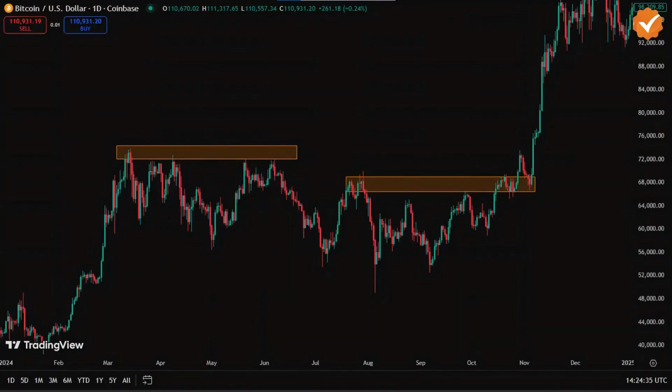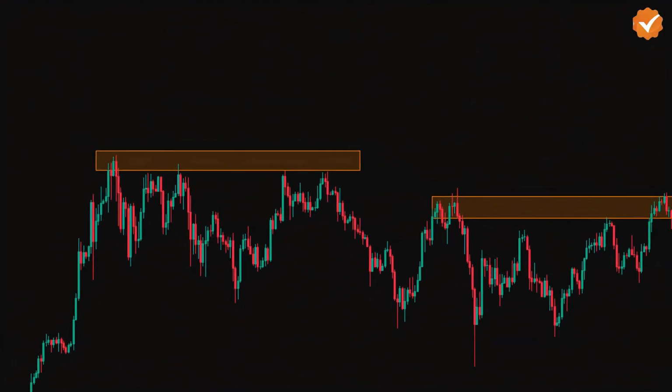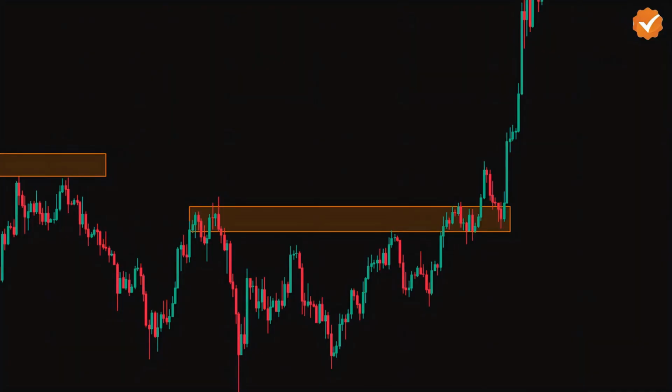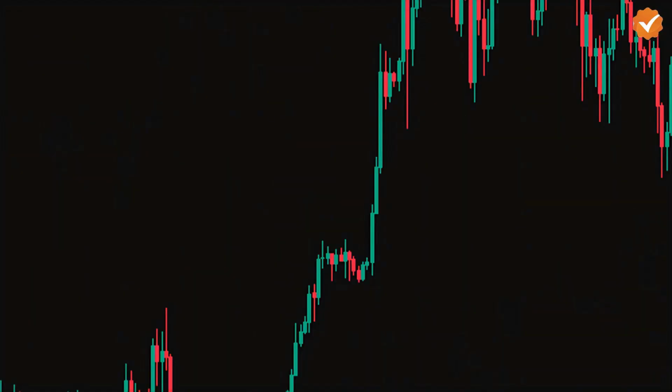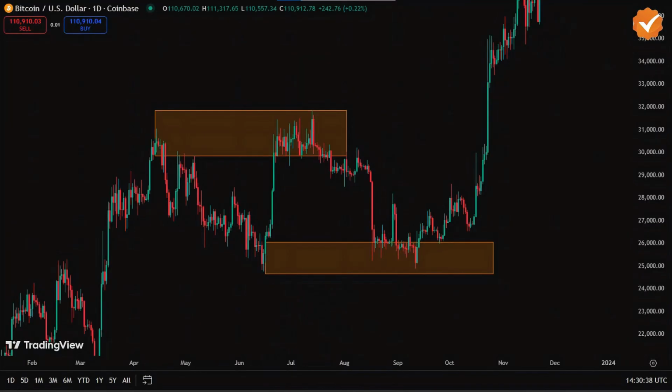Ever wondered why price bounces perfectly from some levels but slices straight through others? It's not magic, it's supply and demand. And once you learn to spot these zones, you'll start trading with the same edge institutions use.